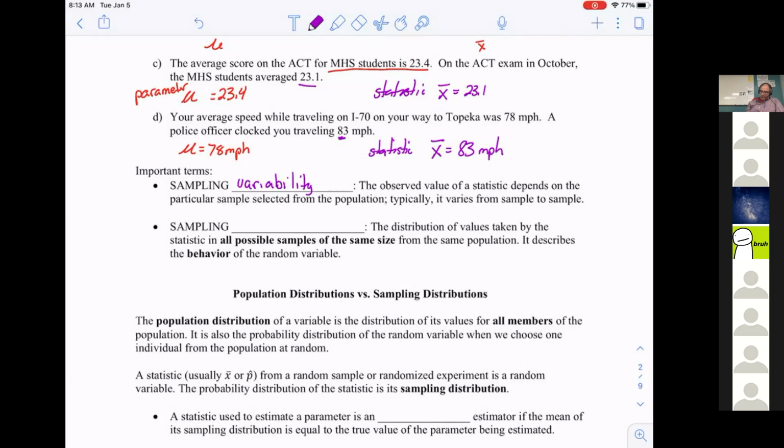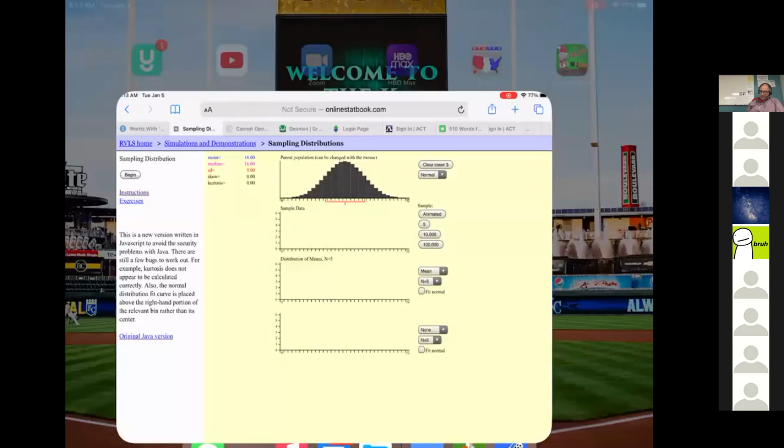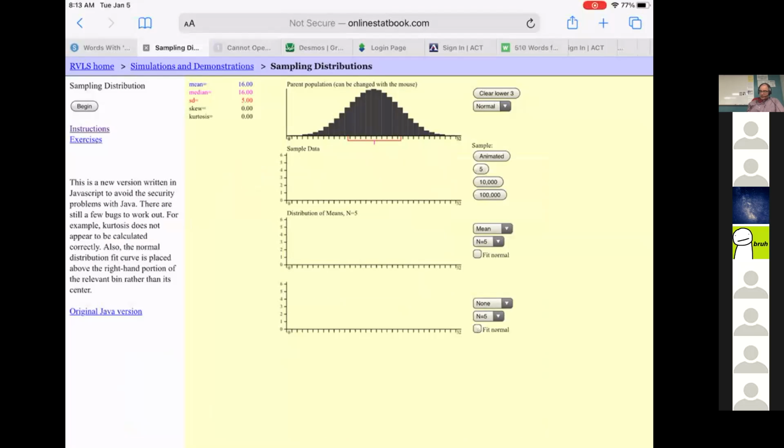The other word we're going to talk about is the sampling distribution. The distribution of values taken by a statistic in all possible samples of the same size from a population is going to describe the behavior of that random variable. So in order to do that, let's pop out here and see if I can make that make sense. Okay, so here we have a population. Does it tell me what size? It does not tell me what size.